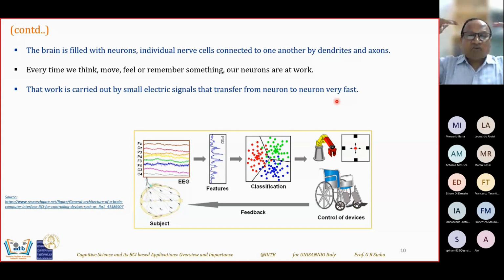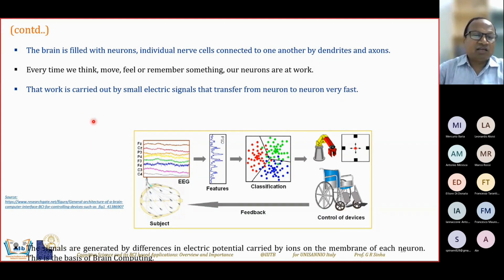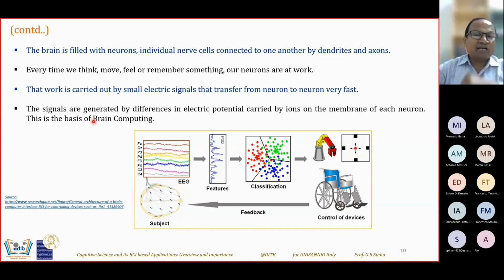Finally, above your scalp, where you have put the electrode, something will come out, what is called the signal, which you capture and record as a modality. The signals are generated by the differences in electrical potential carried by the ions across the membrane of each neuron. This is the fundamental basis of brain computing. But how does it happen? Definitely, if time allows, I would love to explain how the electric potential is generated, and how we get the different signals.